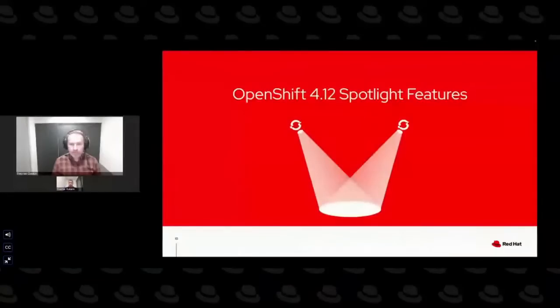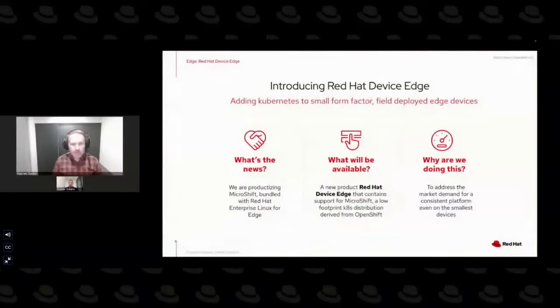First up, we're going to talk about a new offering announced at KubeCon called Red Hat Device Edge. Red Hat Device Edge is aiming to add Kubernetes to a small form factor field deployed edge device, something like a single board computer or system on a chip type device, with something like 2 cores and 2 gig of RAM as a bare minimum. We combine Red Hat Enterprise Linux for Edge, the footprint that we already have in the field for edge deployments on the RHEL side, with MicroShift, a just enough Kubernetes distribution based on the same Kubernetes builds as OpenShift, optimized around having a lower footprint.